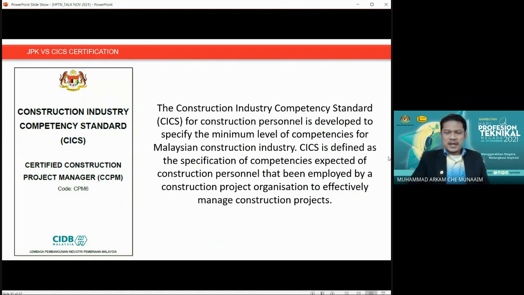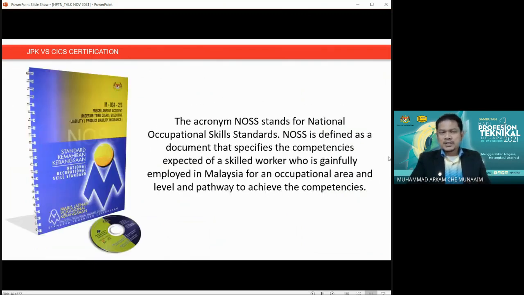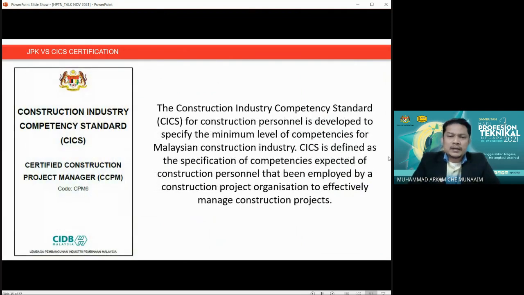So we actually, the CIDB, do these things. Getting the spec or NOS, the occupational skill standard, and then applying it into the construction industry, and in the end they produce their own CICS by their own, not using JPK NOS anymore. Because CIDB has that source of power to develop their own standard.